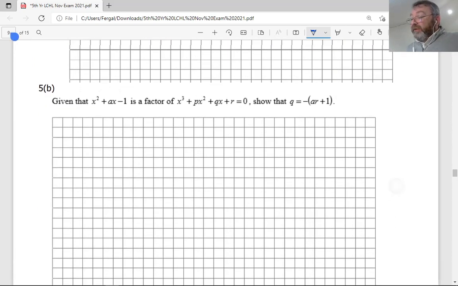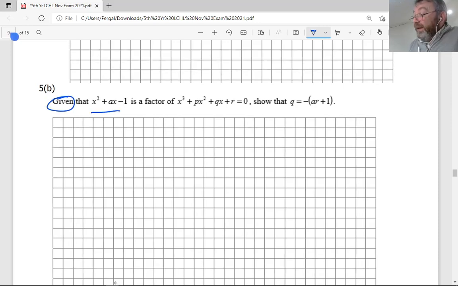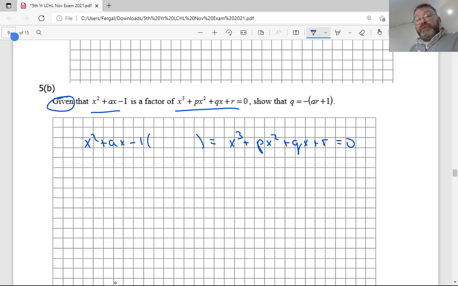Given that x squared plus ax minus 1 is a factor of this. Now, given, see the difference? So this thing here is a factor. So what does that mean? X squared plus ax minus 1 is a factor of x cubed plus px squared plus qx plus r, which is equal to 0. Now, in a situation like that, I think the easiest way to do these questions is by multiplication of the quadratic by a linear term.